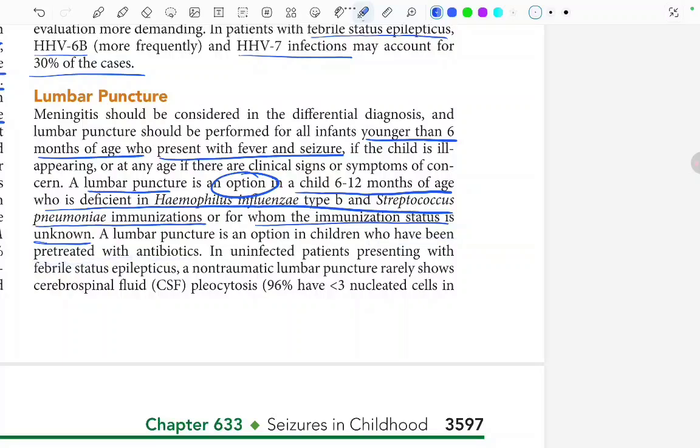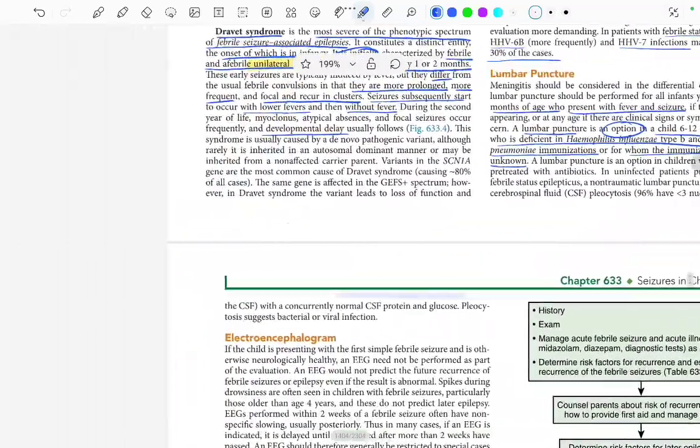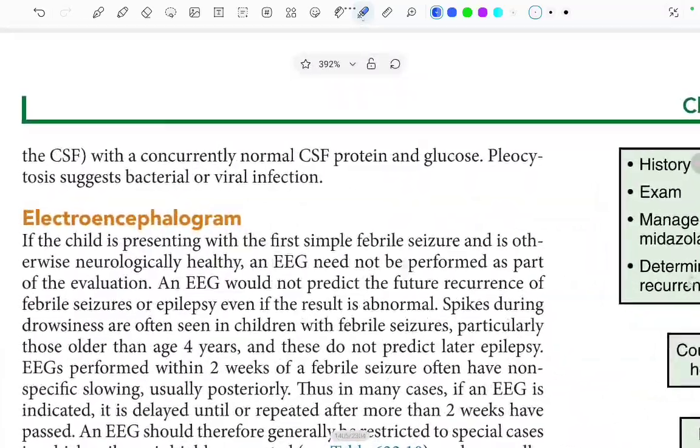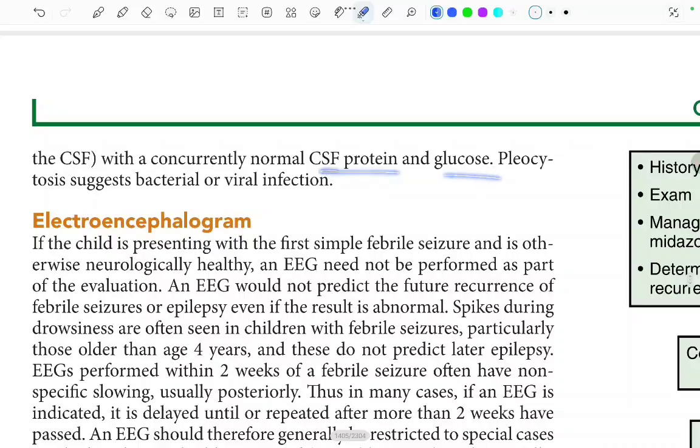In uninfected patients presenting with febrile status epilepticus, a non-traumatic lumbar puncture rarely shows cerebrospinal fluid pleocytosis. Fine. That is, 96% have less than 3 nucleated cells in the CSF with a concurrently normal CSF protein and glucose. Pleocytosis suggests bacterial or viral infection.